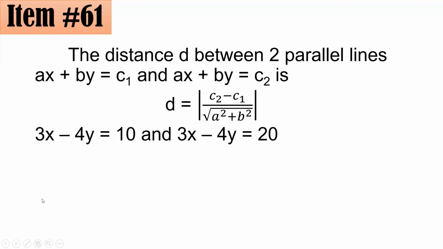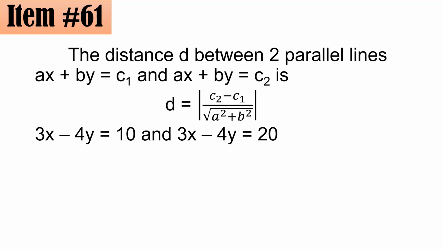So if you have 3x minus 4y equals 10 and 3x minus 4y equals 20, ano po yung c sub 2 dito? Yung c sub 2 po ay 20. Ano po yung c sub 1 natin? 10 yung c sub 1, tama. Ano po yung a? 3. At ano po yung b natin? 4. In this case, negative 4.